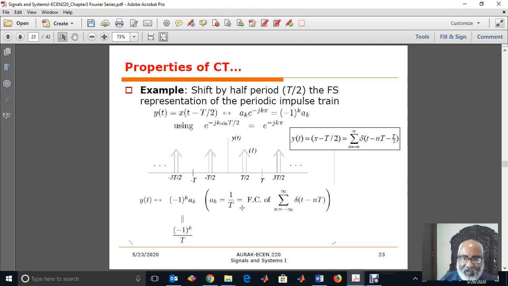See, so by just using the properties, we do not have to calculate the a_k's again, because we know this is a time shift, so we use the time shift property to get the a_k's.